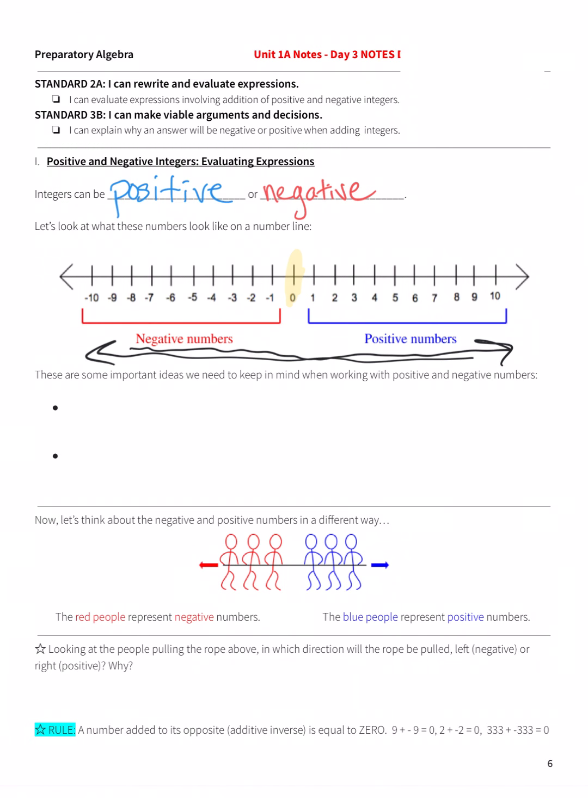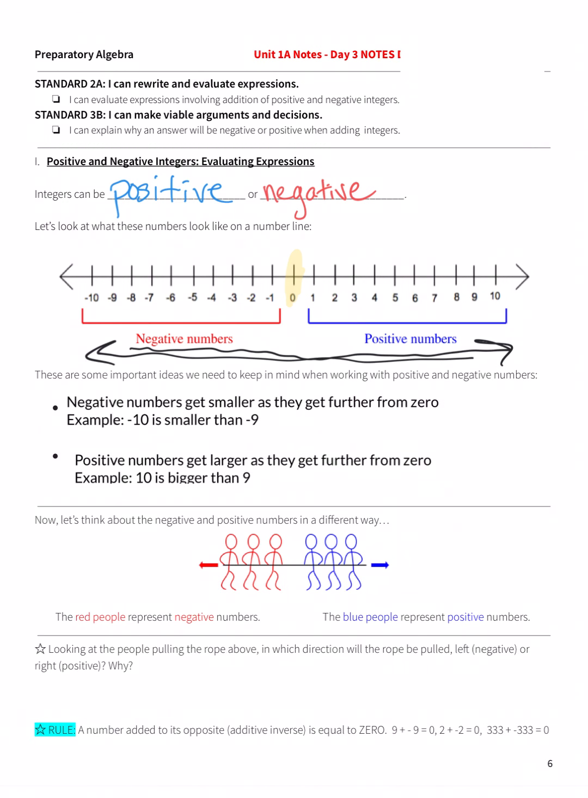So let's write this down. Okay, I wrote that rule down, and I want you to copy it in your notes. So here we go. Negative numbers get smaller as they move further from 0. Example, -10 is smaller than -9. Positive numbers get larger as they get further from 0. Example, 10 is bigger than 9. So what I want you to do right now is pause the video and get this recorded in your notes. And make sure you understand what I'm saying here. If not, just ask me.